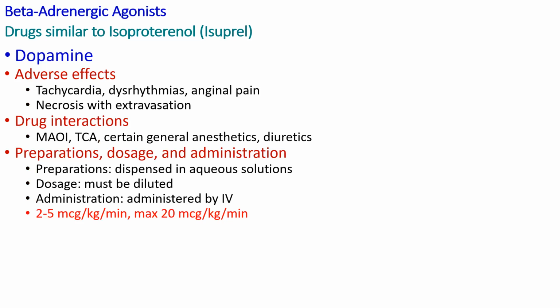Adverse effects: tachycardia, dysrhythmia, anginal pain, which is angina pectoris, necrosis, and extravasation of the drug. Usually the drug is diluted, and the recommended dosage is 2 to 5 micrograms per kilogram per minute. The max dosage for dopamine would be 20 micrograms per kilogram per minute.